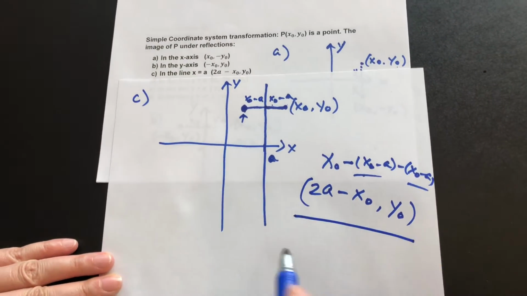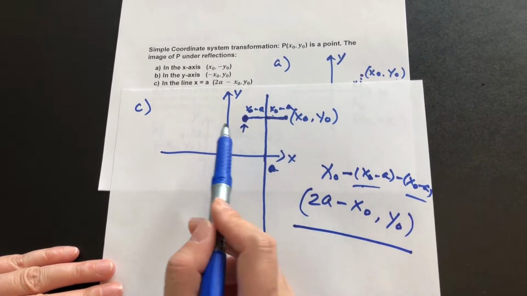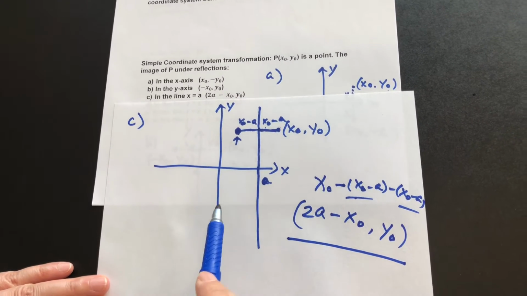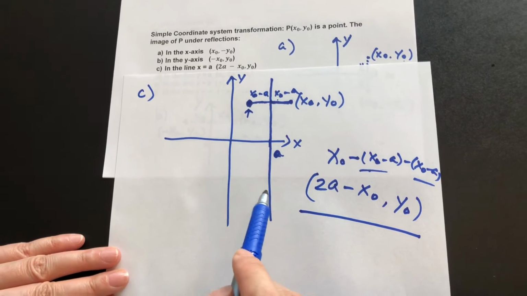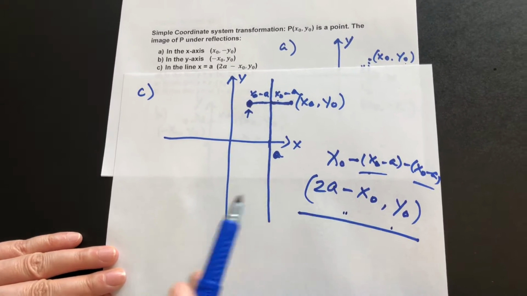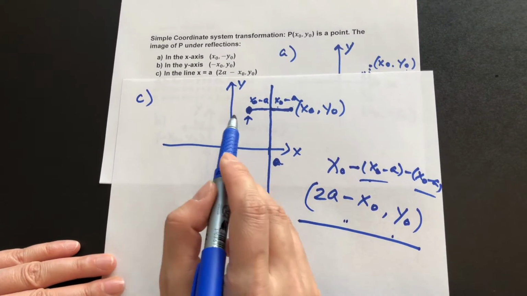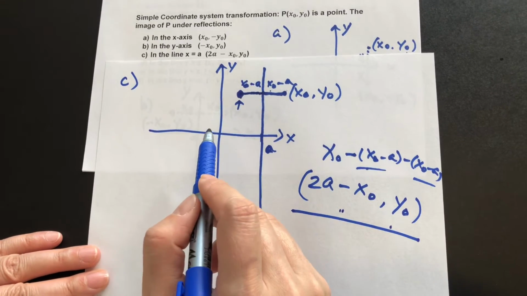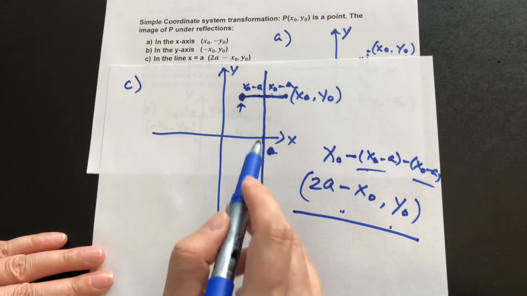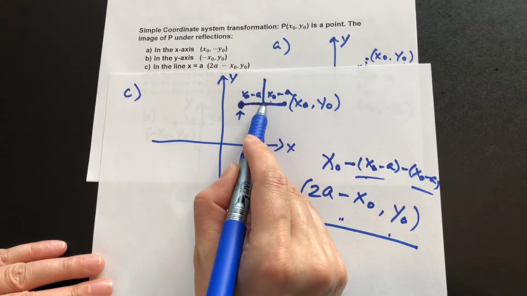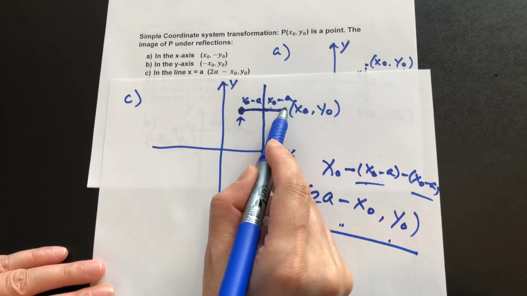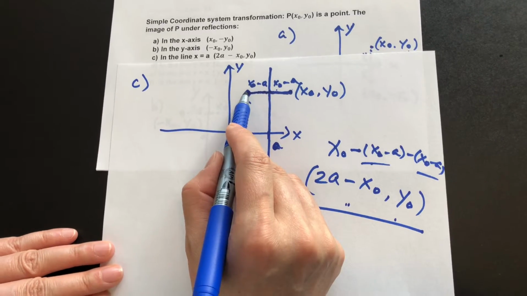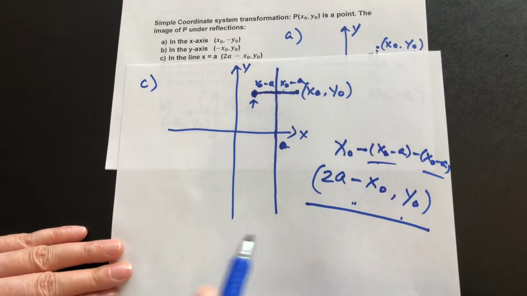So remember, if you have any point on either side, the other symmetry point with respect to x equal to a is this. Or you can always draw a perpendicular line to the mirror line, find the distance, then find the same distance on the other side, and add or subtract it to the original x value depending on which side you are on.